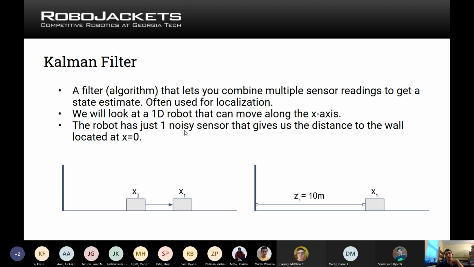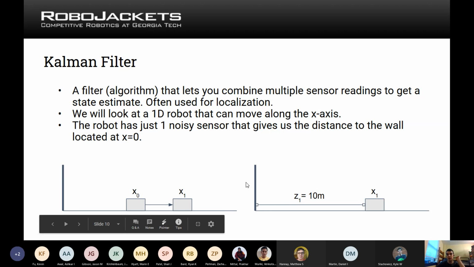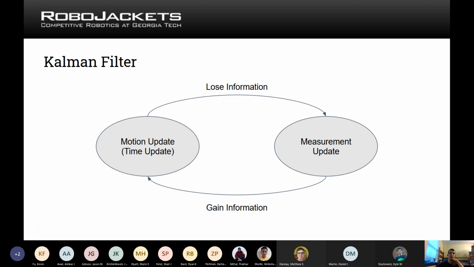The robot that we're going to be looking at has one noisy sensor that gives us a distance to a wall located at x equals 0. So if here the robot is probably at 10, and z here represents the sensor reading. So the sensor says we are 10 meters away from this wall, and that probably means that x is around 10. But as we'll see, it could be 10.1, could be anything.